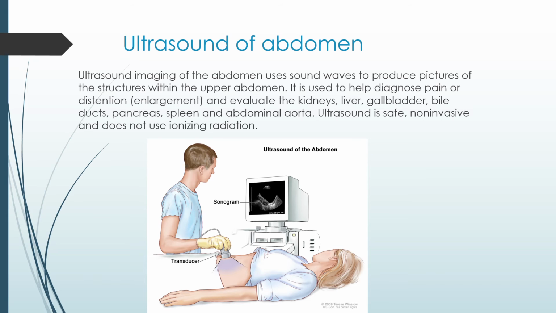Moving to ultrasound of the abdomen. The ultrasound imaging of the abdomen uses sound waves to produce pictures of the structures within the upper abdomen. This is used to help diagnose pain or distension or enlargement and evaluate the kidneys, liver, gallbladder, bile ducts, pancreas, spleen, and abdominal aorta. Ultrasound is safe, non-invasive, and does not use ionizing radiation.